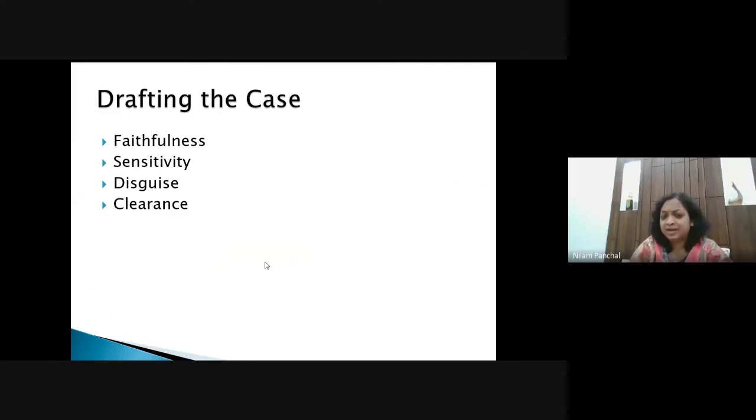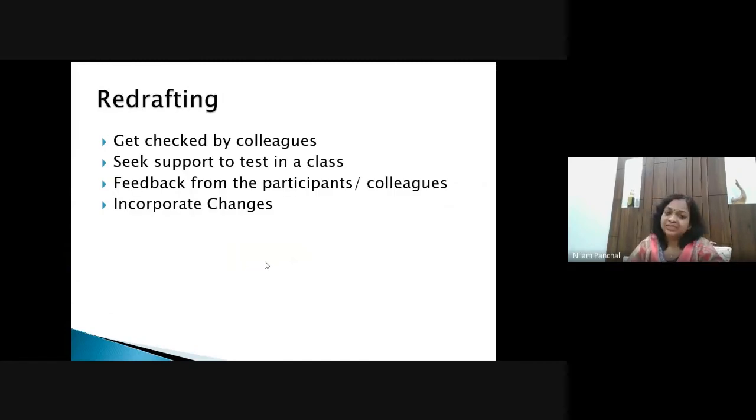You should keep in mind that there is faithfulness. You have to write in a way that people have faith in you. There should be a sensitivity to the issues that might occur once it goes public. You have to take care of disguising and telling things, and there should be clearance from all sides. This is very, very basic. And then afterwards, you need to redraft. When you redraft, you need to get it checked by colleagues, seek support to test in the class, get feedback from the participants, incorporate the changes, and so on.